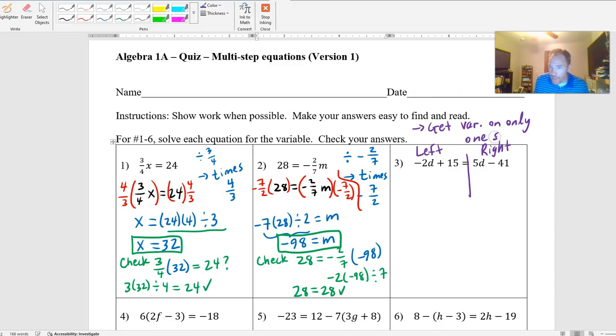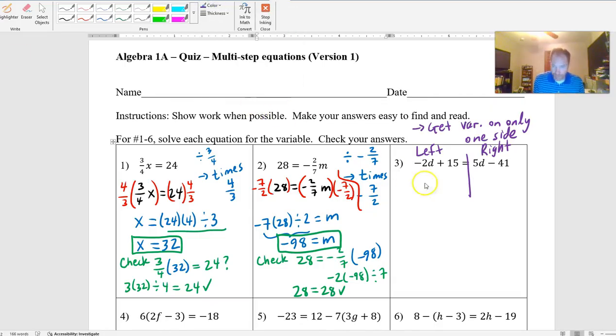To do that, we can add or subtract the variable. If d is donuts, I could say, hey, I owe 2 donuts on the left, and I don't want the donuts on the left. Or I have 5 donuts on the right, and I don't want 5 donuts on the right. I don't want my donuts on both sides. I don't want the variable on both sides. Now, this is up to you. If you want to cancel the negative 2d on the left, that's okay. If you want to cancel the positive 5d on the right, that's okay. I'll just take you through real quick.